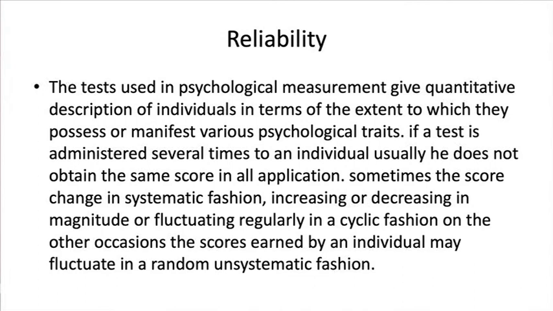The tests used in psychological measurement give a quantitative description of individuals in terms of the extent to which they possess or manifest various psychological traits. If a test is administered several times to an individual, usually he doesn't obtain the same score in all applications. Sometimes the scores change in a systematic fashion, increasing or decreasing in magnitude or fluctuating regularly in a cyclic fashion. On other occasions, the score earned by an individual may fluctuate in a random or unsystematic fashion.